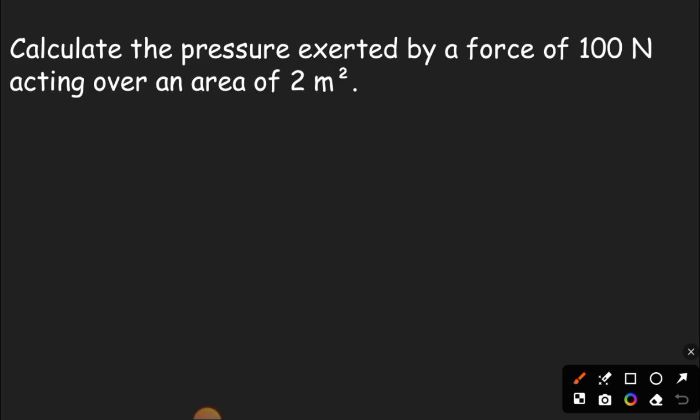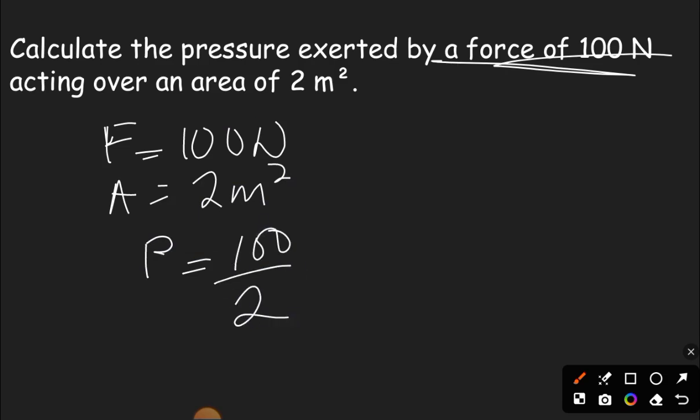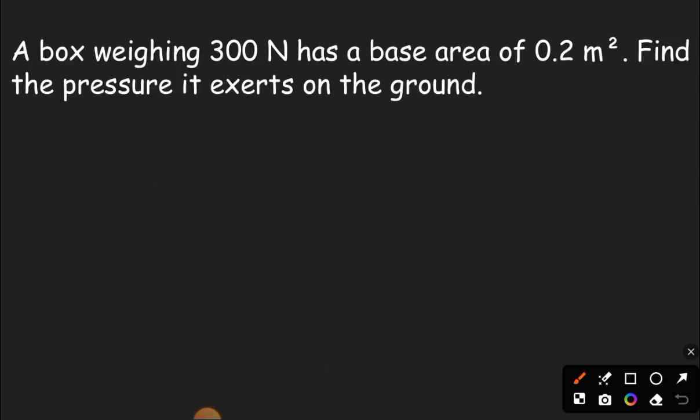Now let's look at the question. Calculate the pressure exerted by a force of 100 Newton acting on an area of 2 meters squared. Pressure equals force, which is 100 Newton, over the area, which is 2. So we're going to have 50 Pascal. The next question, kindly pause and try this.